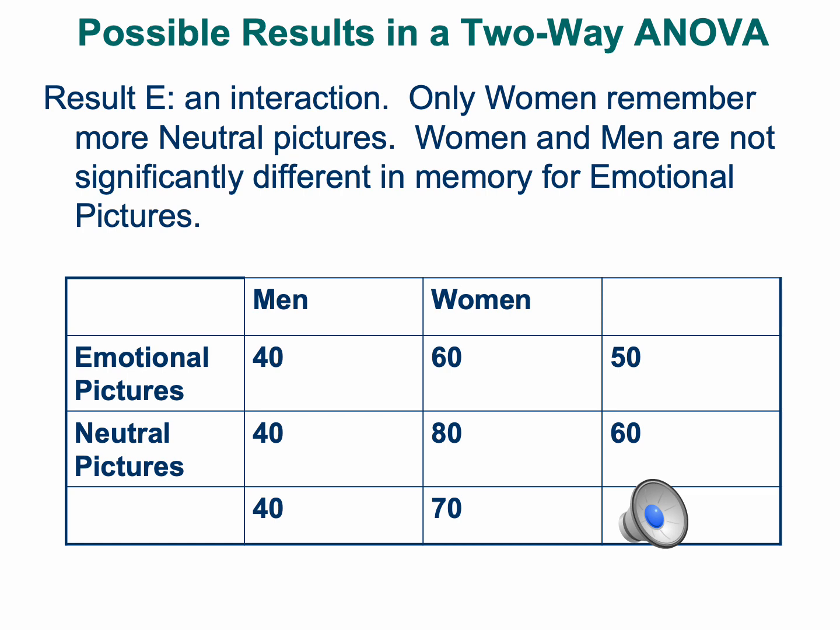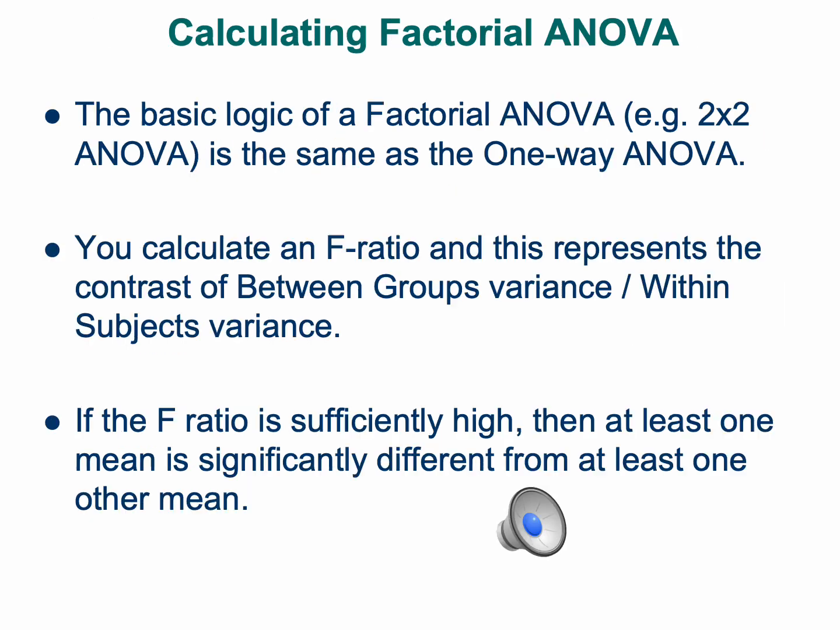And it appears that men and women are remembering more pictures overall, but when you take into account that it's the neutral pictures that's producing the result, it's clearly an interaction, and the main effect may or may not be there. Okay, now that we have a sense for the possible results of a factorial ANOVA study, we're now going to go through the basic logic of calculating the F statistics related to the factorial ANOVA.